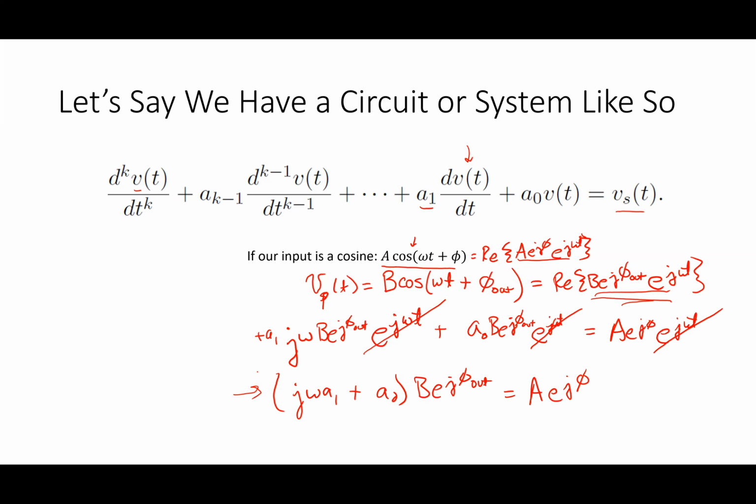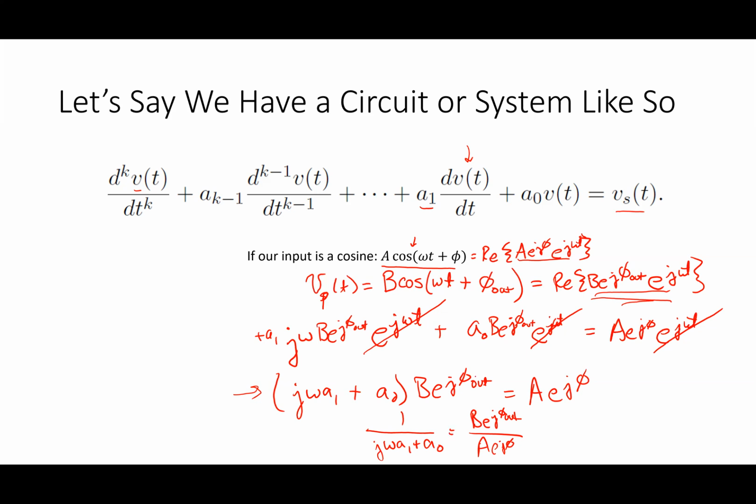All right. So what I can do is rewrite this guy like this: B e to the j phi out over A e to the j phi is 1 over j omega A1 plus A0, like that. All right.